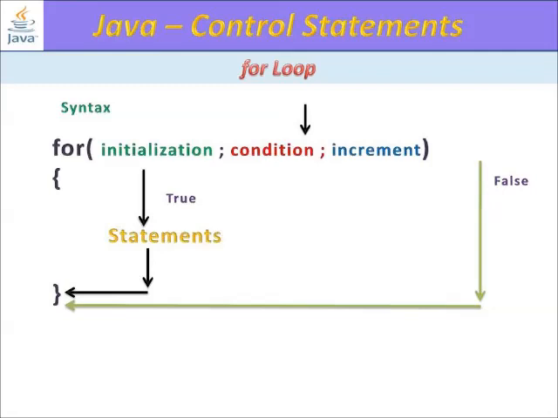As you can see on the screen, the syntax of the for loop. The for loop contains mainly three parts. One is the initialization part, second is the condition part, and third one is the increment part.